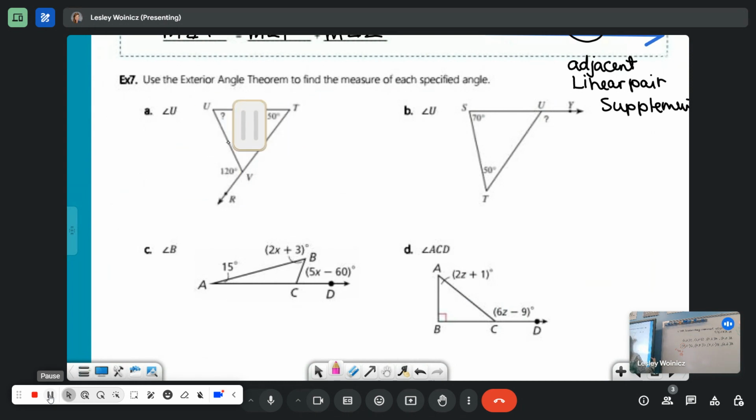So some of you were yelling out 60. Why were you saying 60? That one's 60, right? Okay, now how many do I get in my triangle? 180, I've used 60, I've used 50. How many are left? 70.